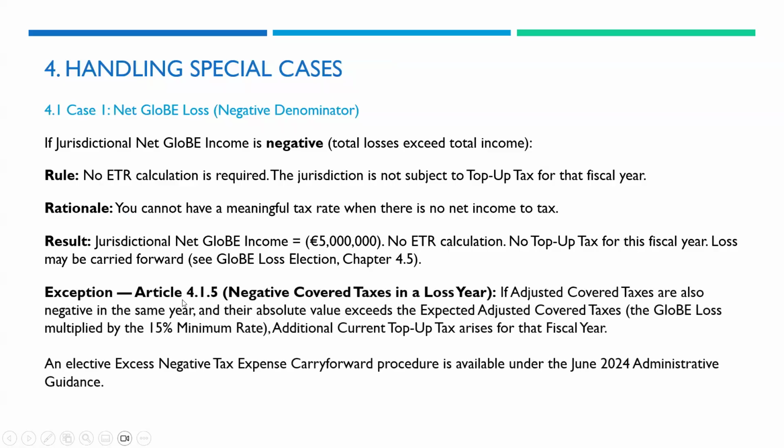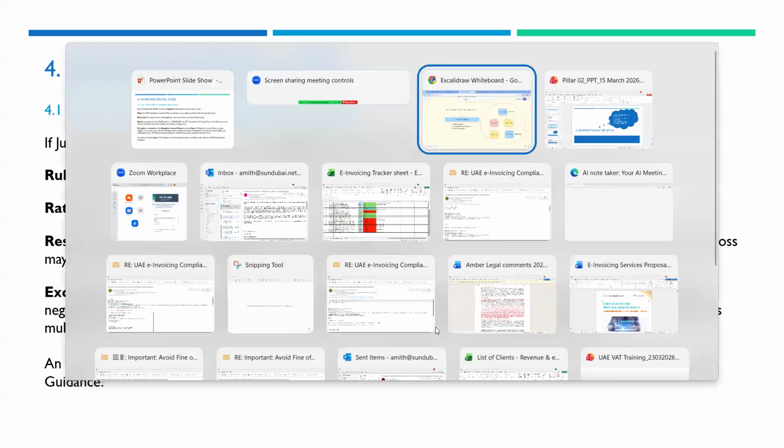Yeah, so there is an exception which we will learn later. It's called the negative covered taxes loss in a year. If the adjusted covered taxes are also negative in the year and their absolute value exceeds the expected adjusted covered taxes, additional current taxes arise. Now, don't worry about this. I'll just tell you what this means.